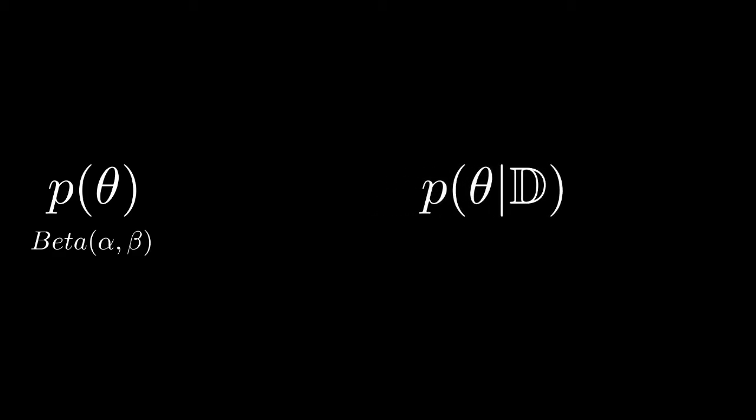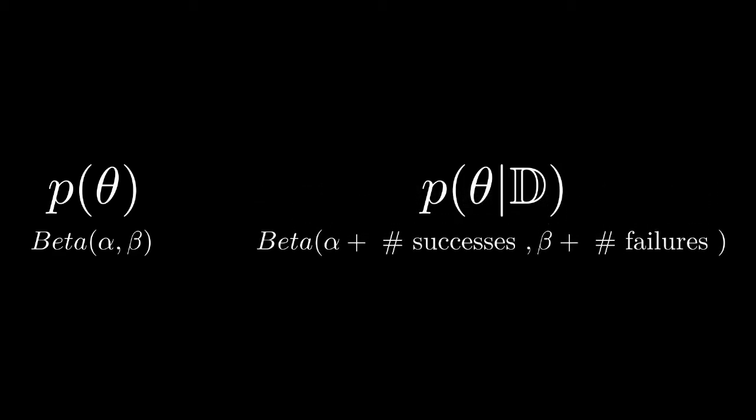So we can start with prior following a beta distribution with parameters alpha and beta. To calculate the posterior given a dataset of trials, which are successes or failures, we just add the number of successes to alpha and the number of failures to beta, and our posterior will follow the beta distribution with those parameters.